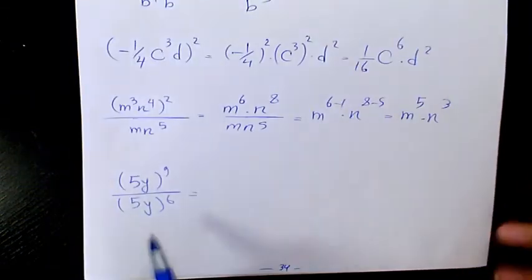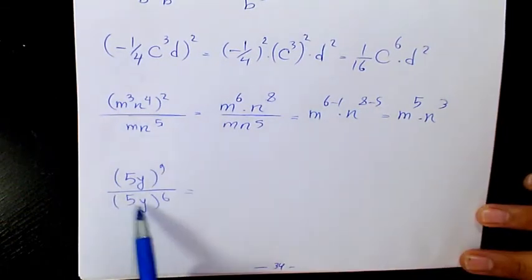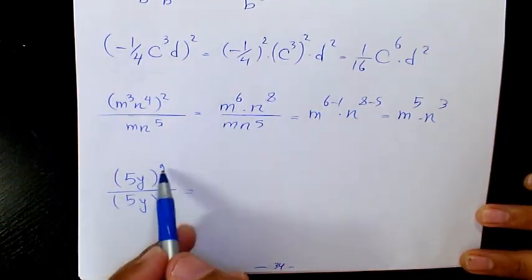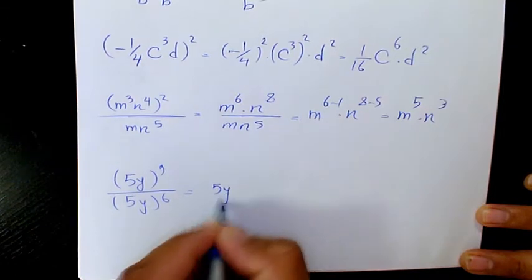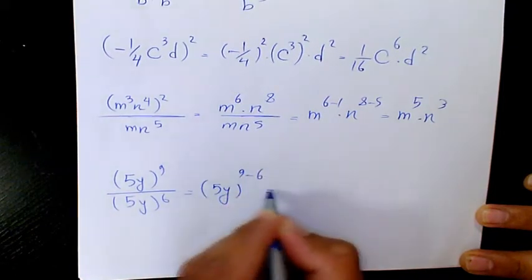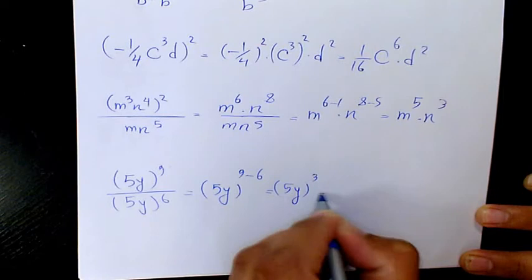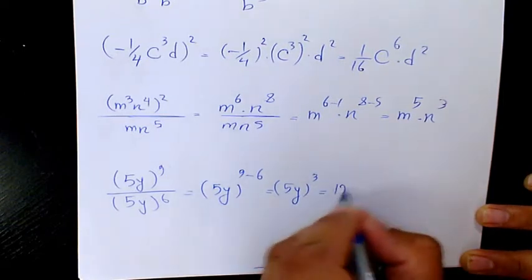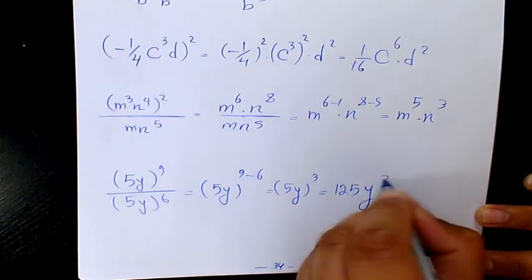Next example, 5y to the power of 9 divided by 5y to the power of 6. This one 9, this one 6. 5y to the power of 9 minus 6, so it's going to be 5y to the power of 3. So 5 to the power of 3 is going to be 125y cubed.